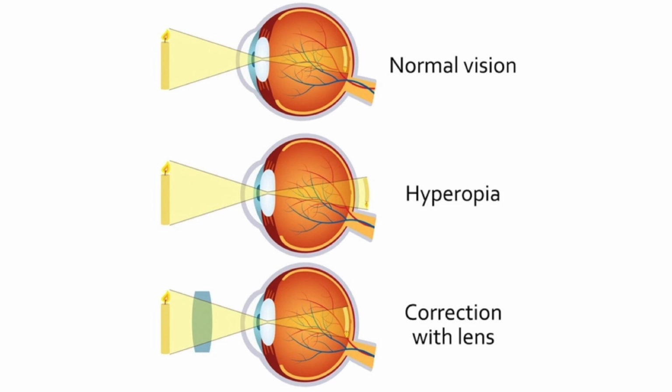In order to correct this, convex lenses are used, making the light rays converge before entering the eye and increasing the power of the eye. For convex lenses, the focal length and power are positive, hence why those with farsightedness will have glasses prescriptions such as positive 0.50D or positive 2D.